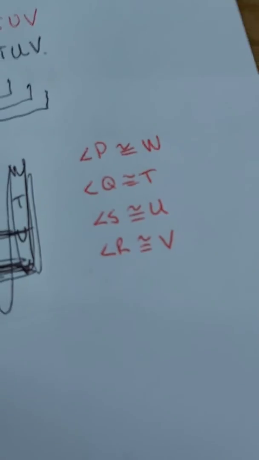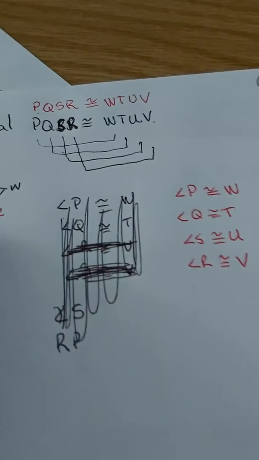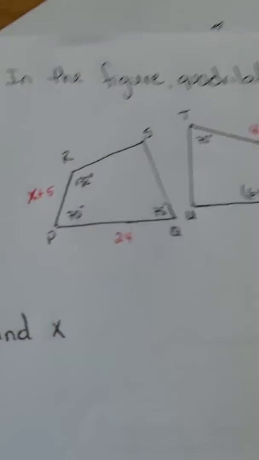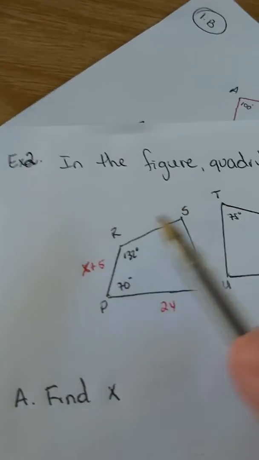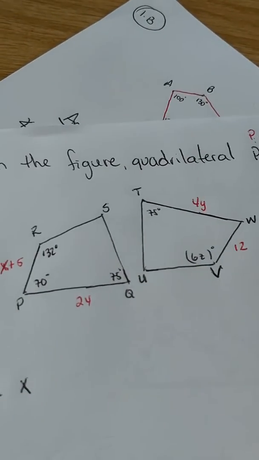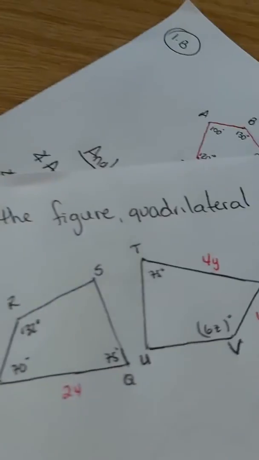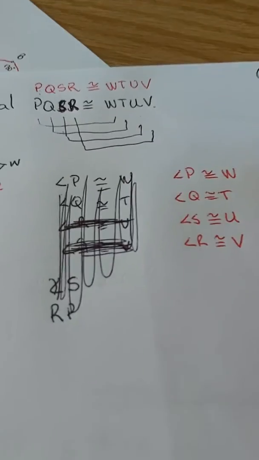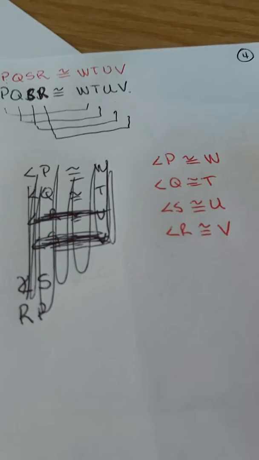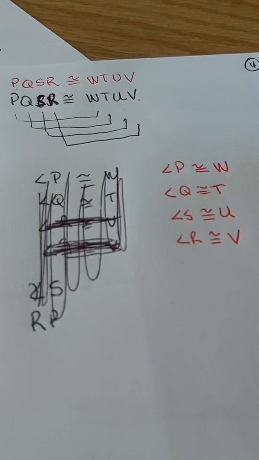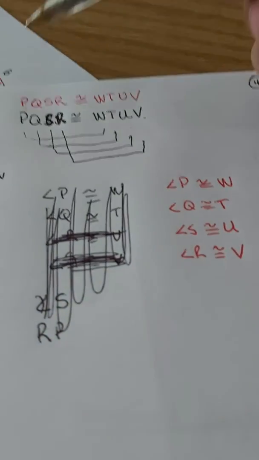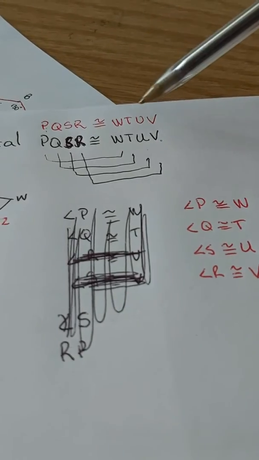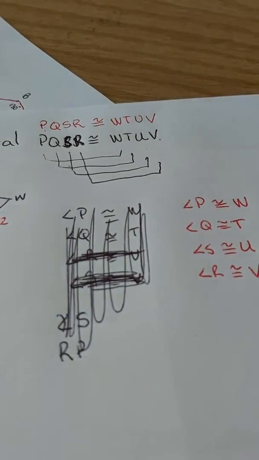Sorry guys, there was a mistake. It was pentagon PQSR and pentagon WTUV. So angle P is congruent with angle W, angle Q is congruent with angle T, angle S with angle U, and angle R with angle V. And we can say that PQ is congruent with WT, QS with TU, SR with UV, and PR with WV.